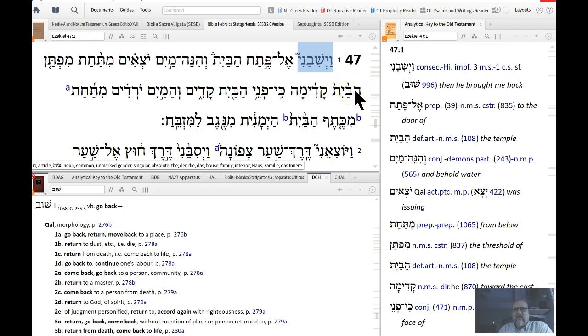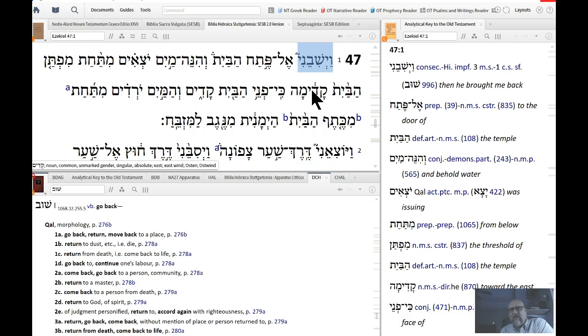So this is a picture of a heavenly temple. It takes place in 572 or something like that. The temple had been destroyed 15 years, and yet he's seeing a temple. So is it a heavenly temple or something? But he's seeing this temple, and he's looking at it from the east.